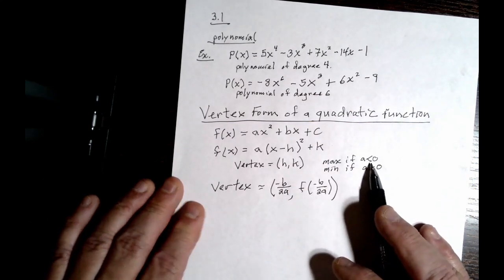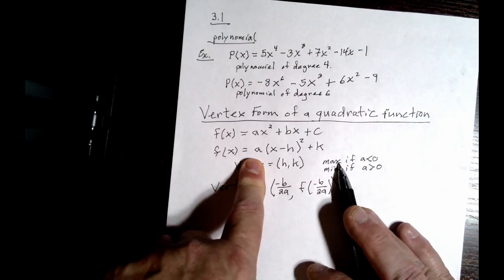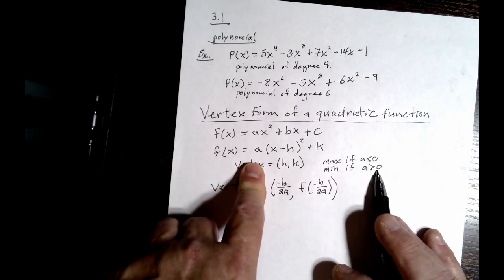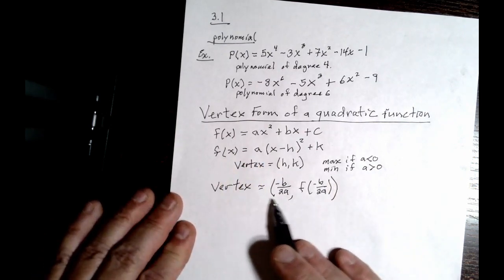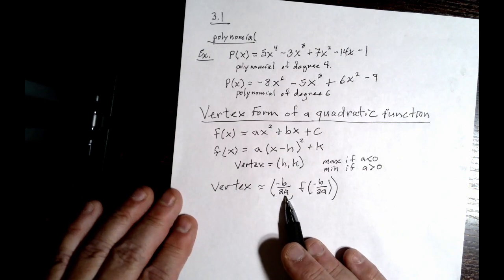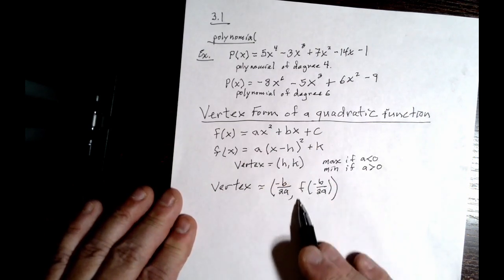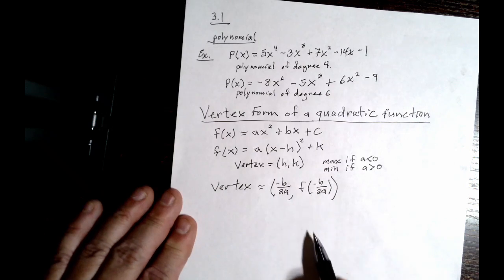Now if a is less than 0 or negative, you have a maximum. If a is greater than 0, you have a minimum. Okay? Now another way to find the vertex is to figure out what negative b over 2a is, using your a, b, and c up here. And once you know what that is, plug it back into the function to figure out what the y value is. And that's another way to find the vertex.